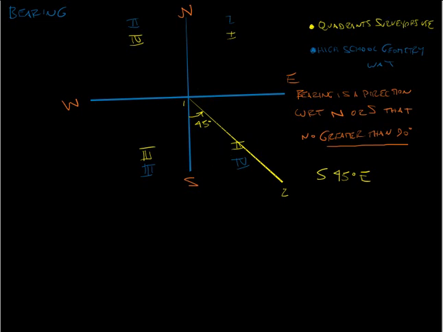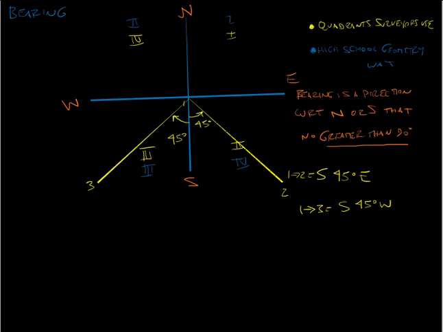Okay, and then I'll draw another line going from 1 to, I'll say this is 3. This angle is 45 degrees. So that bearing, this is from 1 to 2. From 1 to 3 is south 45 degrees west.